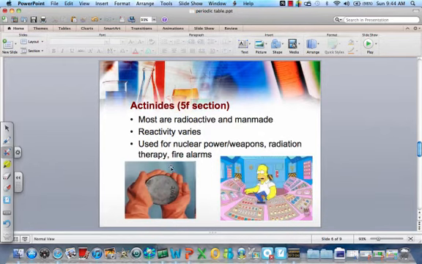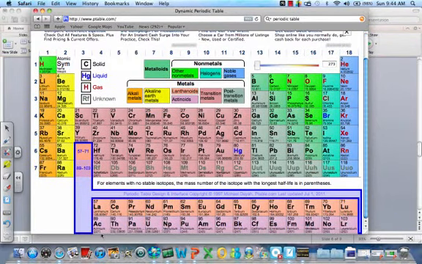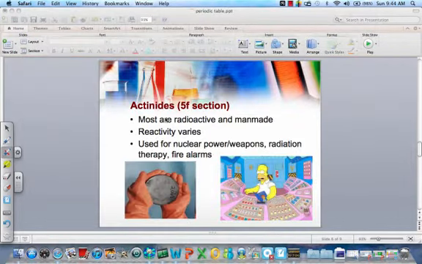All right, the actinides are right below the lanthanides. So if you're looking at your periodic table, the actinides are right below it. These are the actinides. Okay, a lot of these are radioactive. So those are going to emit particles. They go through decay very readily, and they're man-made.